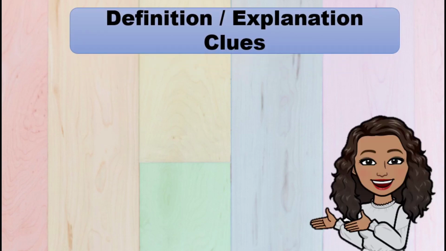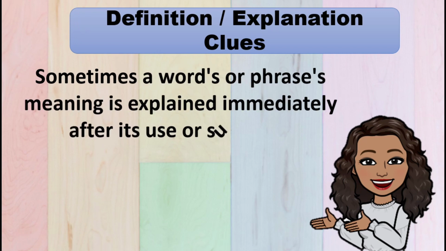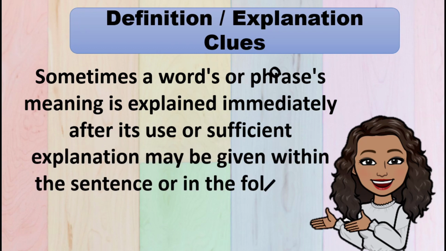Let us begin with the first type. We have here definition or explanation clues. Sometimes, a word's or phrase's meaning is explained immediately after its use, or sufficient explanation may be given within the sentence or in the following sentence. Let us have an example.